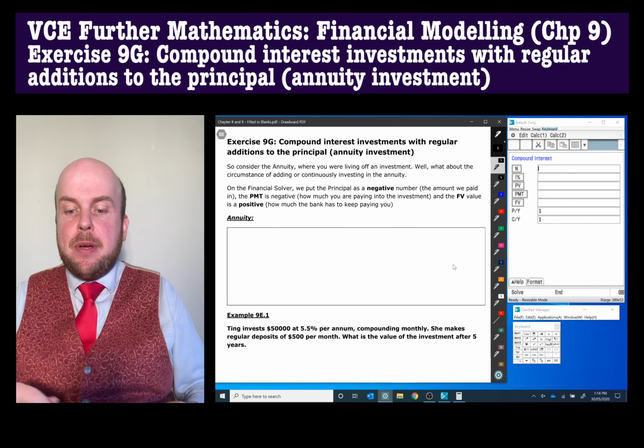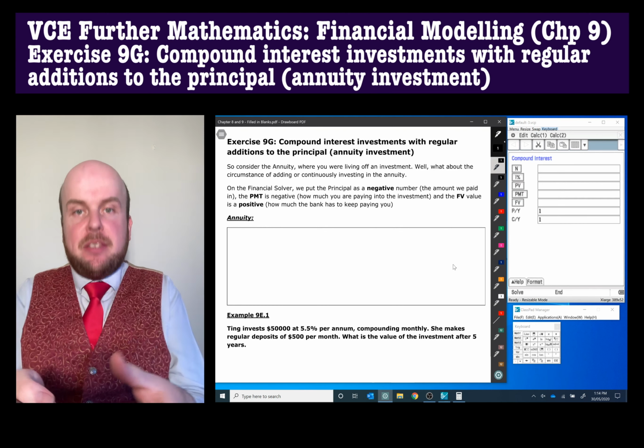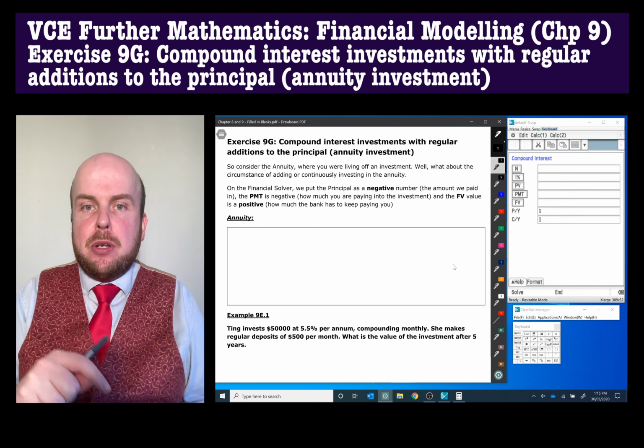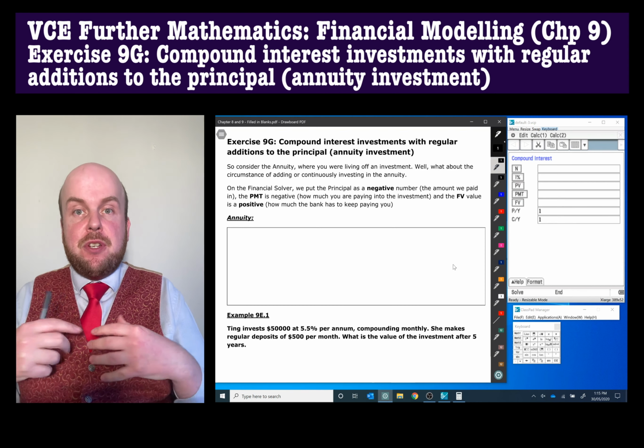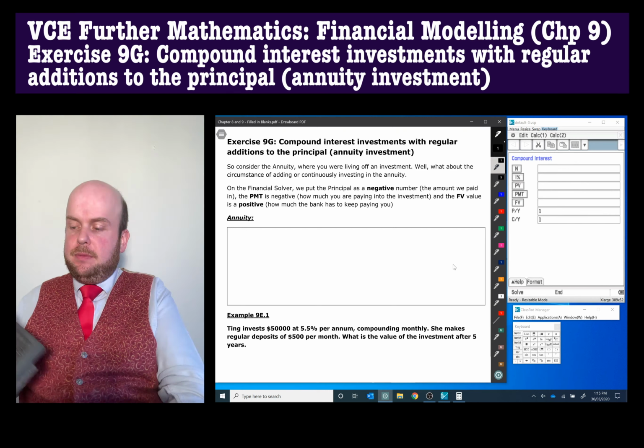The thing to remember here is that because it's an annuity, I'm investing the money, so the PV is going to be negative and the future value will be positive. So the FV value will be positive.